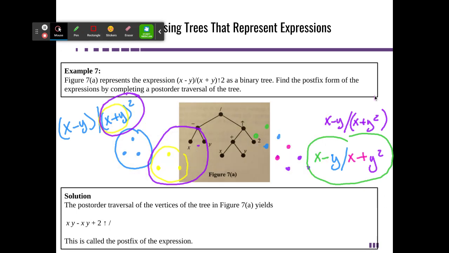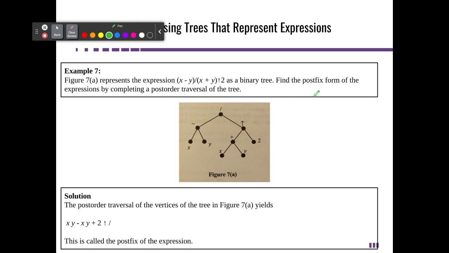All right, so now with the postfix, excuse me, then we're going to be looking at this more in the post-order traversal. And so in that case, we are going to look at this in a slightly different procedure. So let's take a look at this.